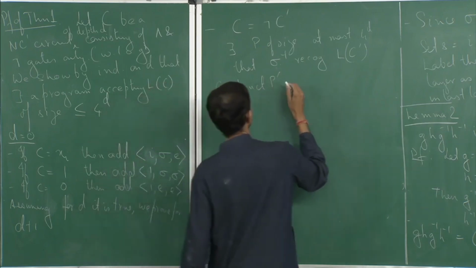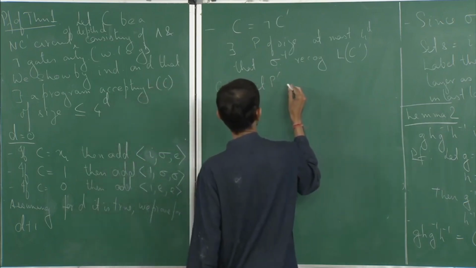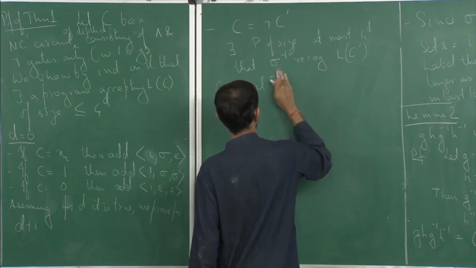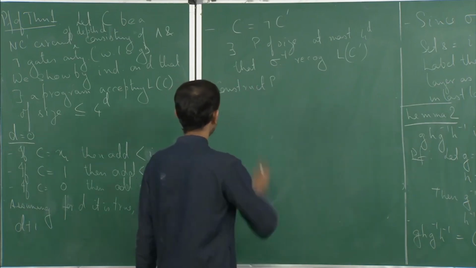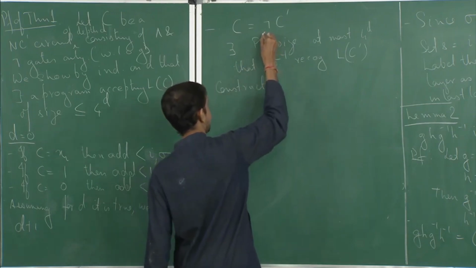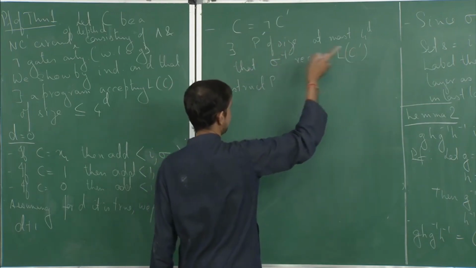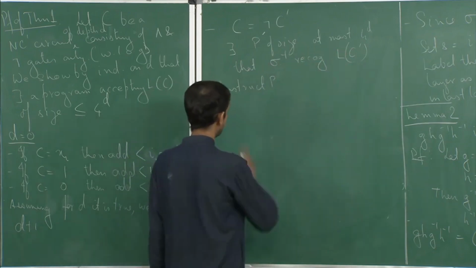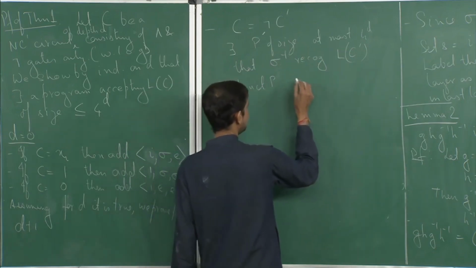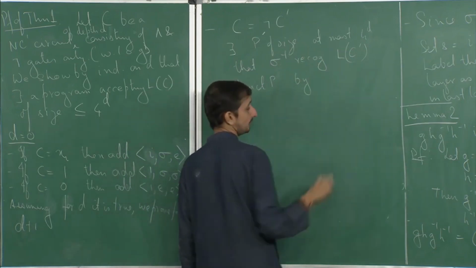So, construct... or just to keep consistency between the notations, let me write this as P prime. There exists P prime of size at most 4 to the power d that recognizes L C prime. So, now we construct P by doing what?